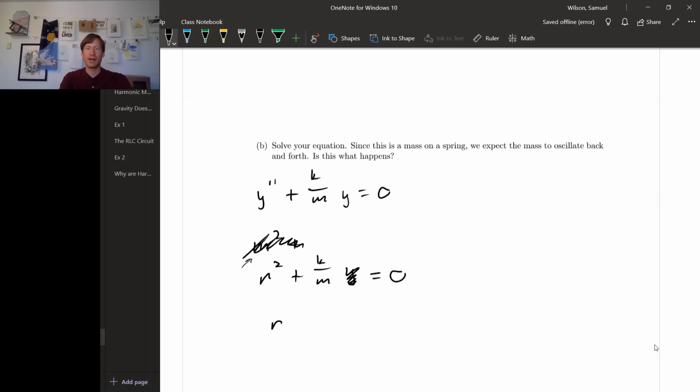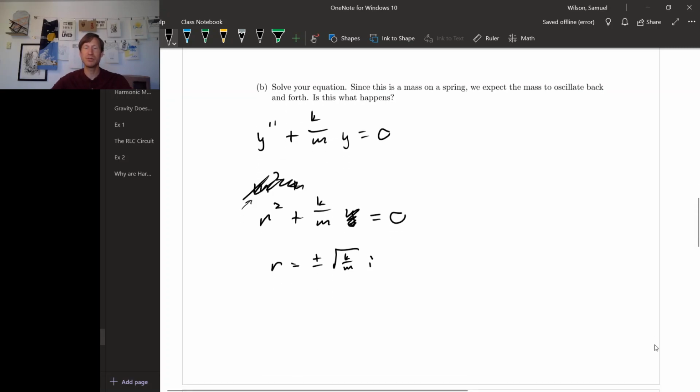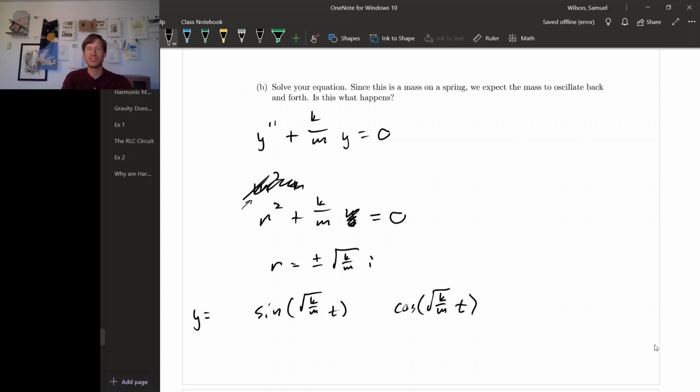Solve for r. We get r is plus or minus the square root of k over m times i. So we're still in this pure imaginary case in our characteristic equation. So our solutions are sine of square root k over m times t and cosine of square root k over m times t. And so the general solution is just a linear combination of these. So c1 times the sine plus c2 times the cosine.